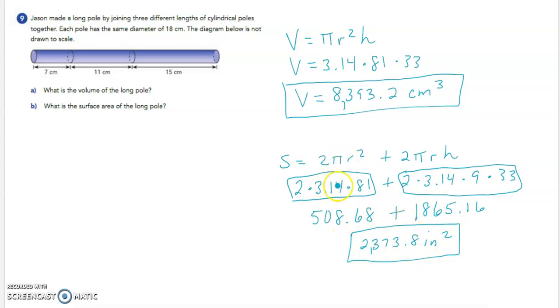Because again, this number here represents the area of the two circular bases. And this number over here represents the curved surface, the lateral surface.